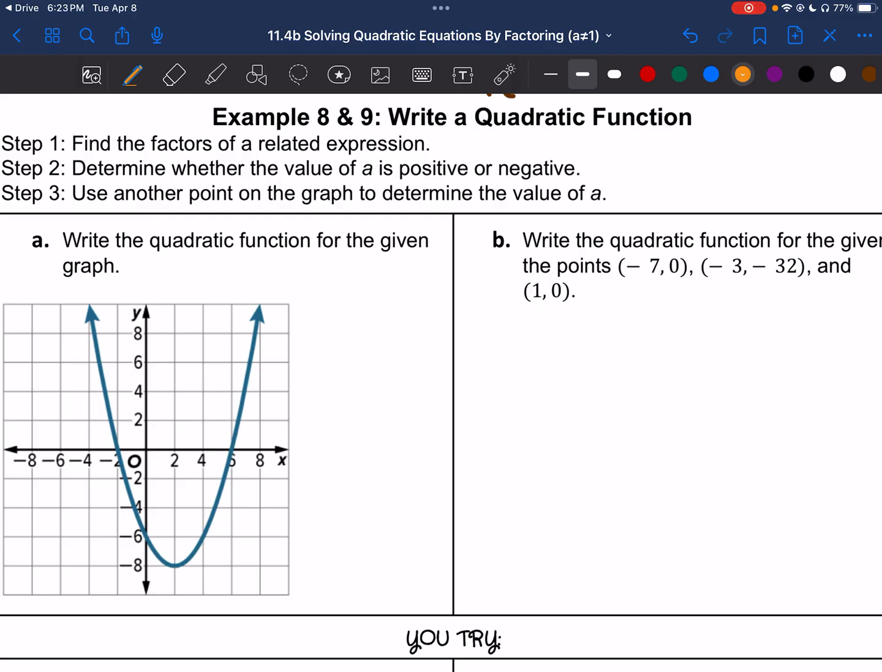So let's work with this. How would we find our factors? If we remember, our factors are going to be our solutions. They are our x-intercepts. So I have a point right here at negative 2, and I have a point at positive 6. This one is important to pay attention to the fact that your graph has a scale of 2 on it.